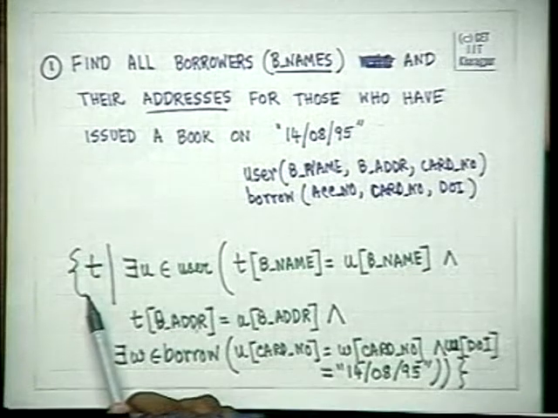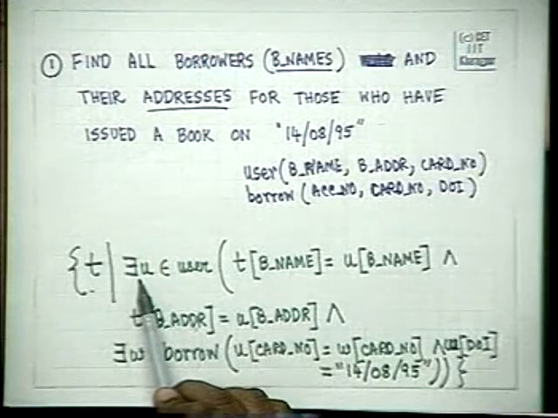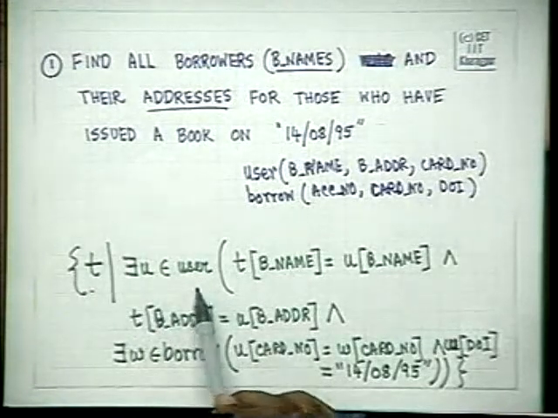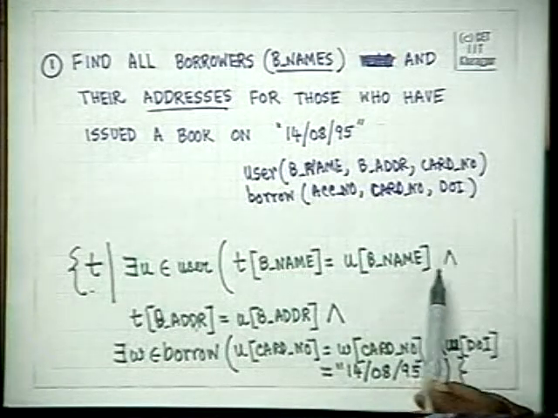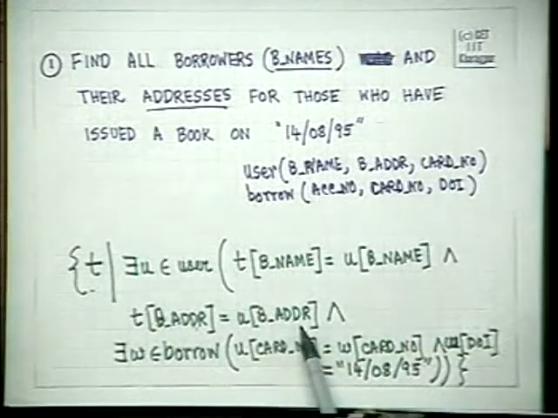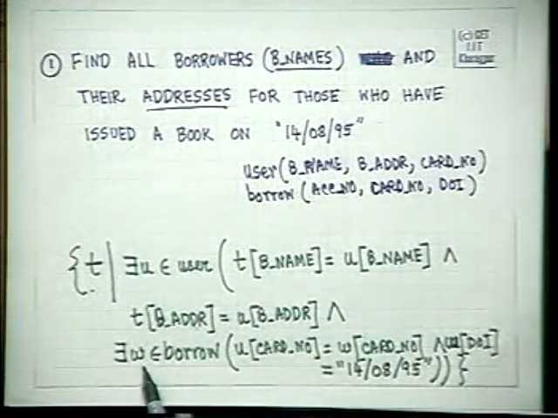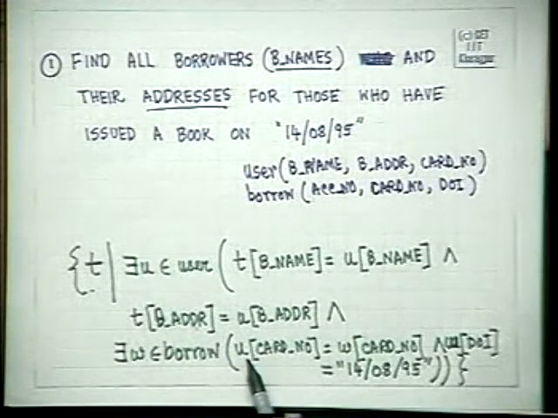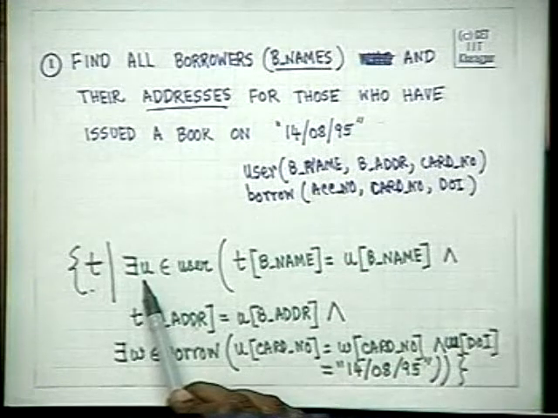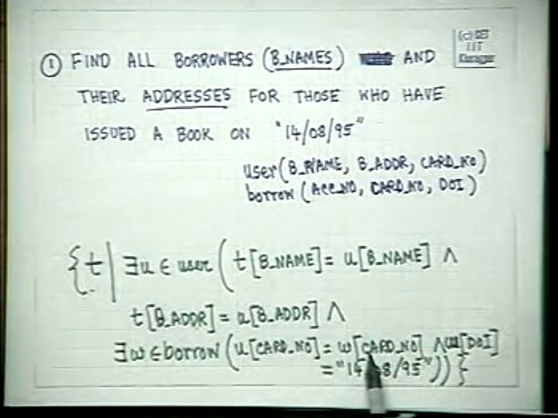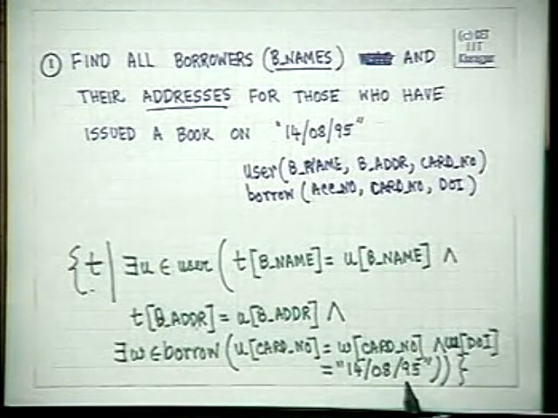So, every tuple in T must satisfy that there must exist U element of user such that T of borrower's name is equal to U of borrower's name, and T of address must be U of address. We want those names and addresses. And there must exist another W element of borrow such that U card number, this U card number which has been selected already, is the same as the W card number, and W date of issue is 14895.